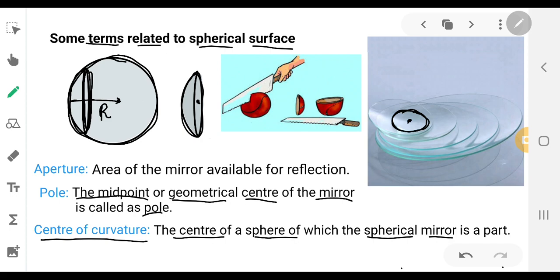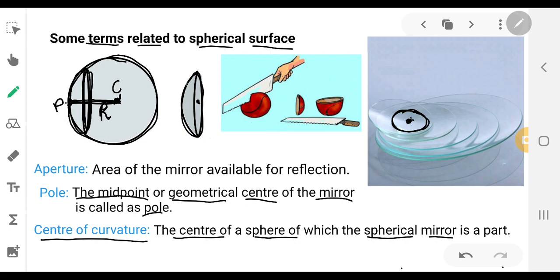We can also say it in terms of measurement. This is the center of the sphere, and this is the midpoint, that is, the pole comes here, a point on the surface of the spherical mirror which is on the sphere. So the distance from C to P can be called r. From the pole to the center of curvature, the distance is known as the radius of curvature.